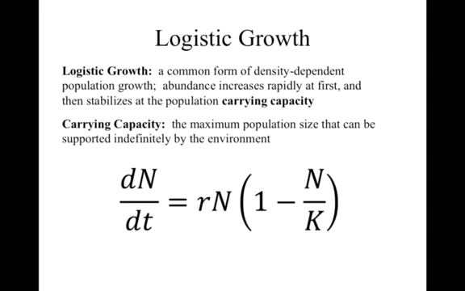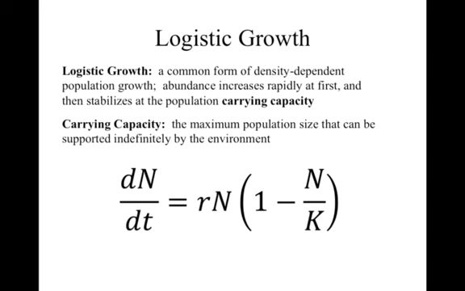All right, so frequently we try to modify our exponential growth or our geometric growth equations to include these population regulation effects. And so when we have population regulation, instead of using an exponential growth equation, we actually use what's called a logistic growth equation. So this is a common form of density-dependent population growth.